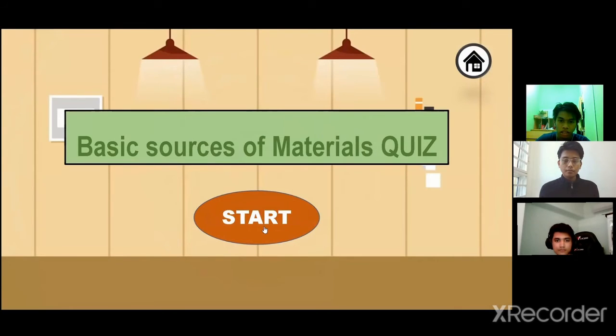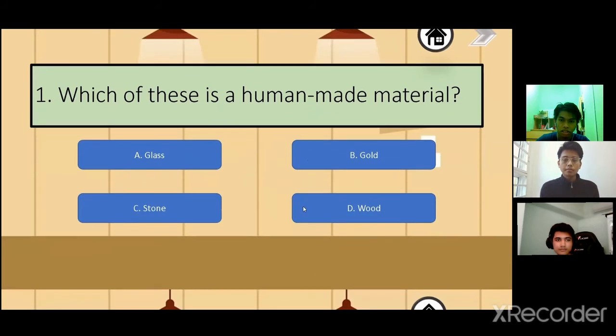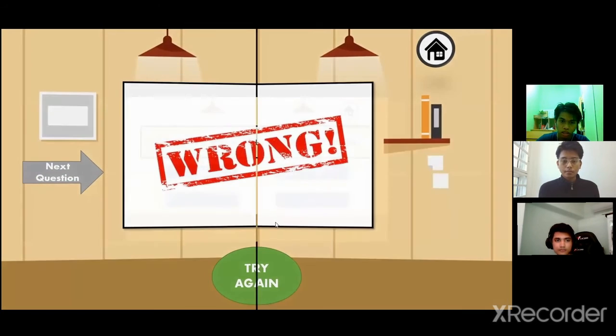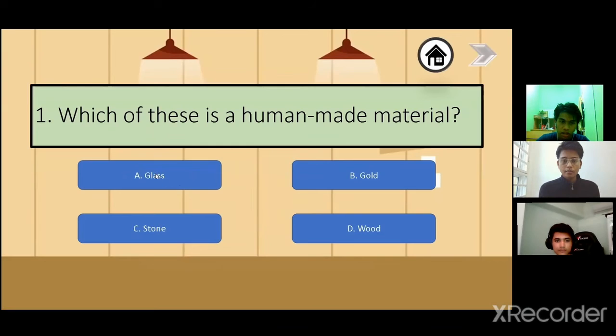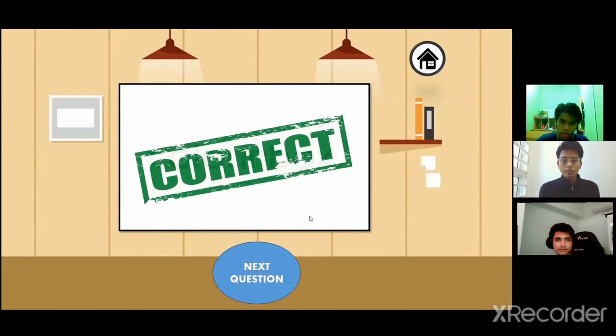This is the starting page of the basic source of material quiz. We're going to start off. If you got the wrong answer, it will tell you that it's wrong. You can either go to the next question or try again. We're going to try again and click the right one. If you get the right one, it will show this page, and you can go on to the next question.